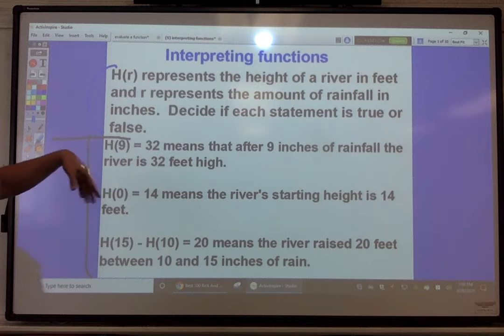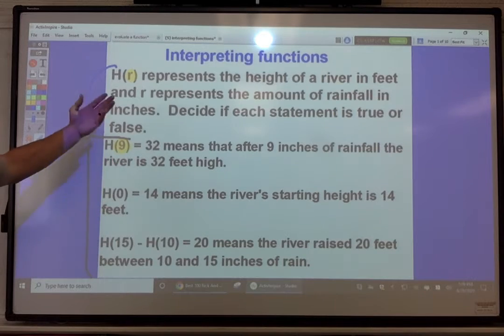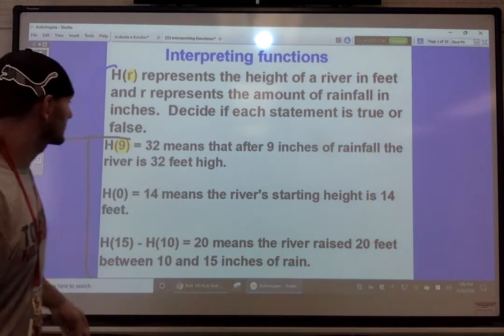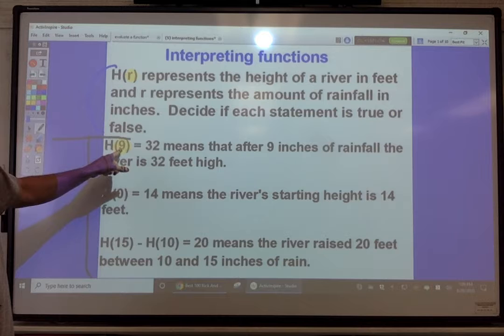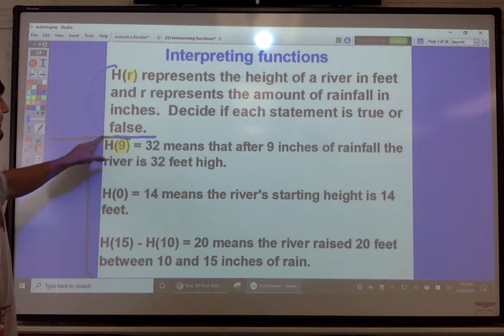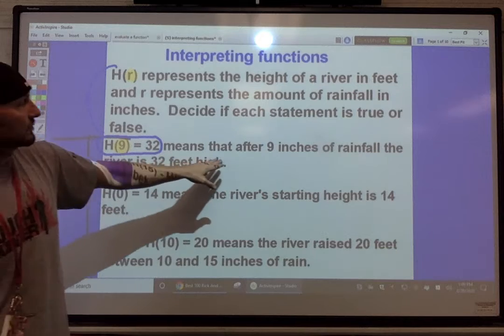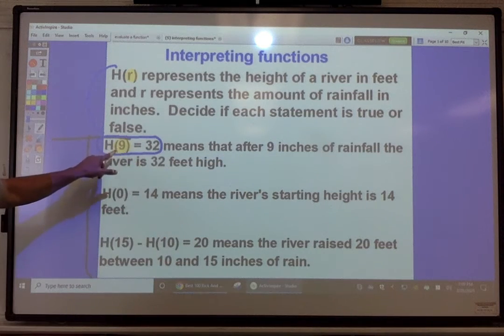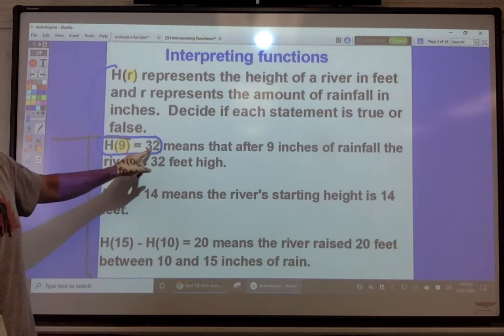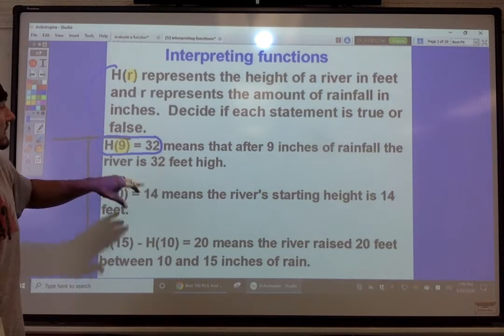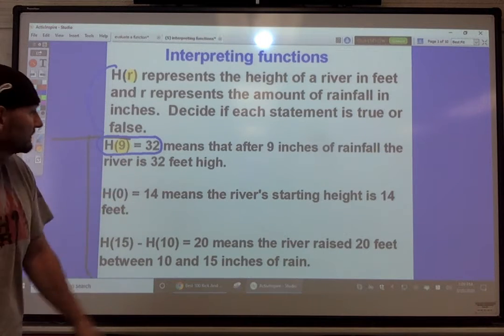Talking about the height of a river after rainfall. So here, 9 has replaced R. So whatever R represents is what the 9 represents. R represents the amount of rainfall, so 9 represents 9 inches. So where it says H at 9 equals 32, what does this truly mean? It means that after 9 inches of rain, the river is 32 feet high. So is the river measured in feet? Yes. So this first one here is true.